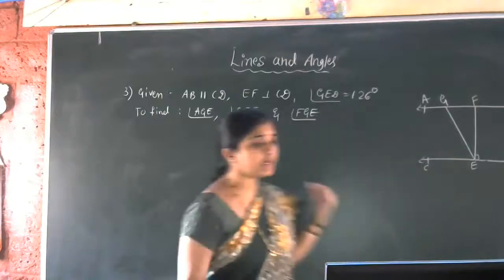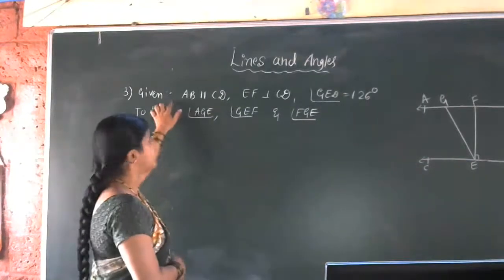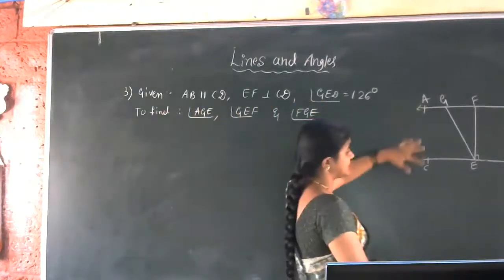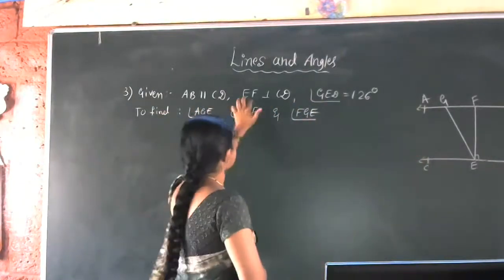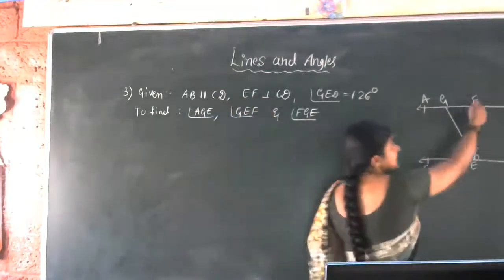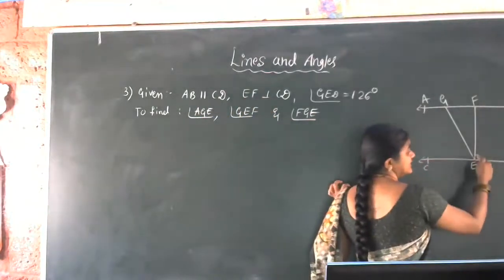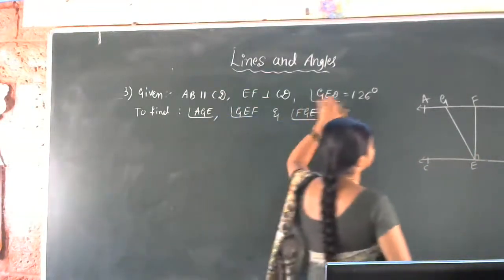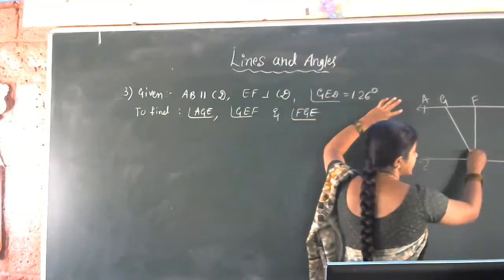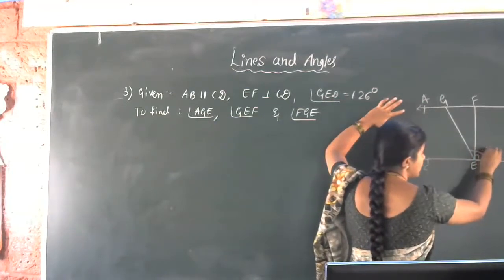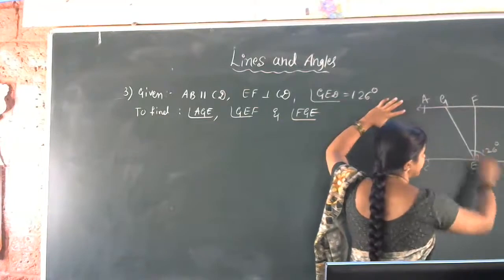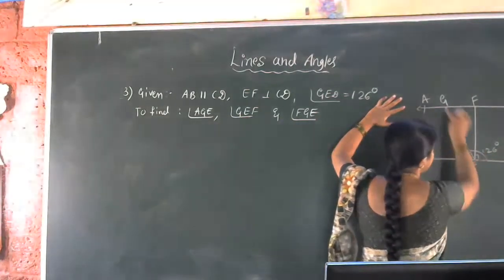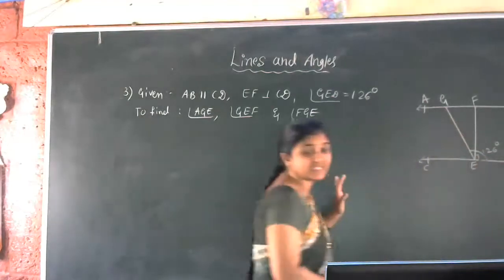For the third problem, we list the given data. AB is parallel to CD. EF is perpendicular to CD, which means it forms 90 degrees. Next, angle GED is 126 degrees. We'll mark the diagram like this. The total angle GED is 126 degrees, and EFD is 90 degrees according to the given condition.